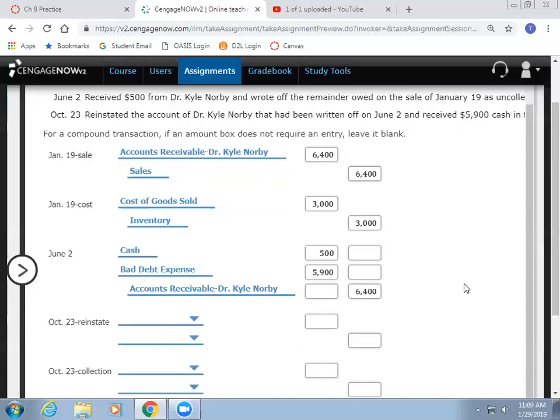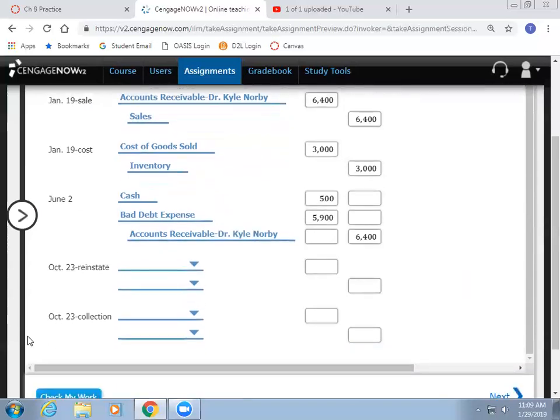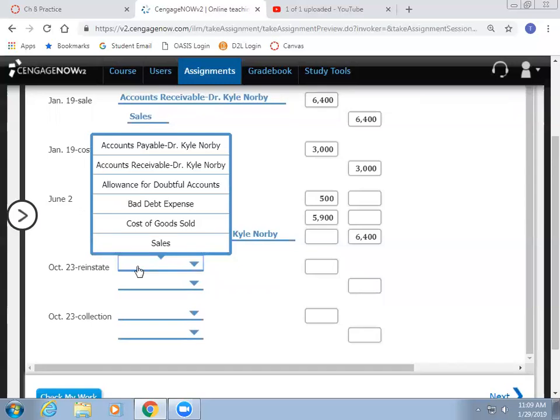Okay. And then on October 23rd, we need to reinstate his account because we received the cash in full. So I guess he decided to actually pay us. So to reinstate his account, what do I need to debit and credit? What do I debit? The bad debt. Well, yeah, the bad debt. The bad debt expense gets credited because we're reversing it. The accounts receivable. Yeah, you got it.